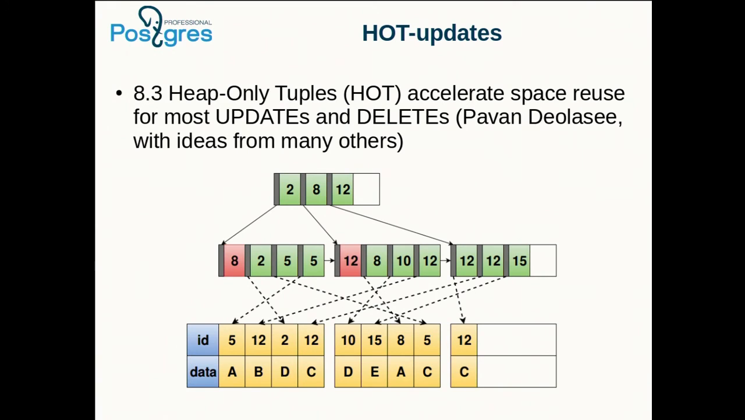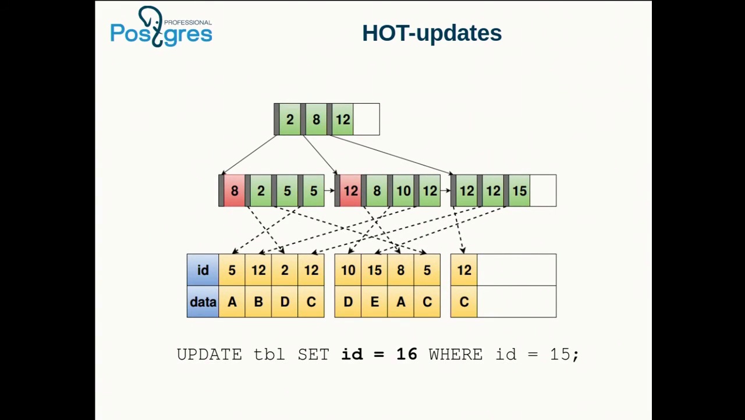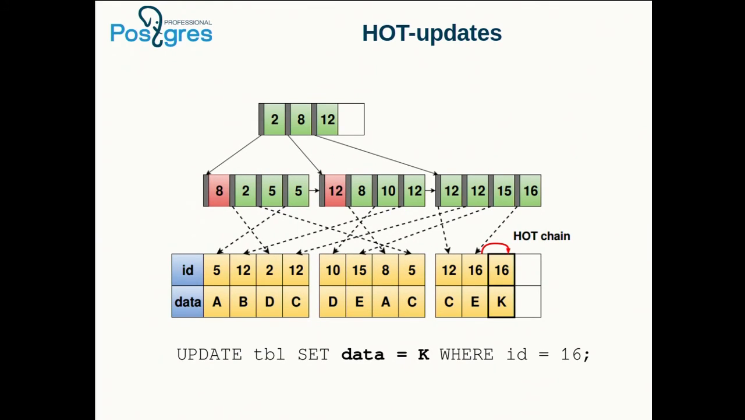Next feature is HOT updates, which are heap-only tuples, actually. This feature eliminates redundant index entries. It's nice to explain it with an example. Imagine we want to update a row in an indexed table. If we update some indexed field, we must insert a new entry into the index. But if we do not change the value of the indexed column, the new index entry will be redundant. So we can just do a HOT update, add the new tuple only to the heap, and link it to the previous version of the tuple. This structure is called a HOT chain, and it allows us to decrease index size significantly.